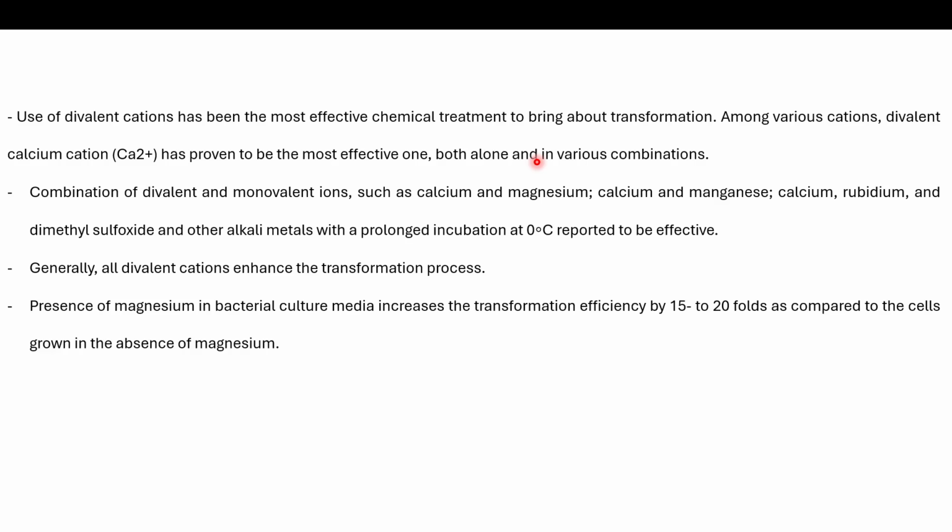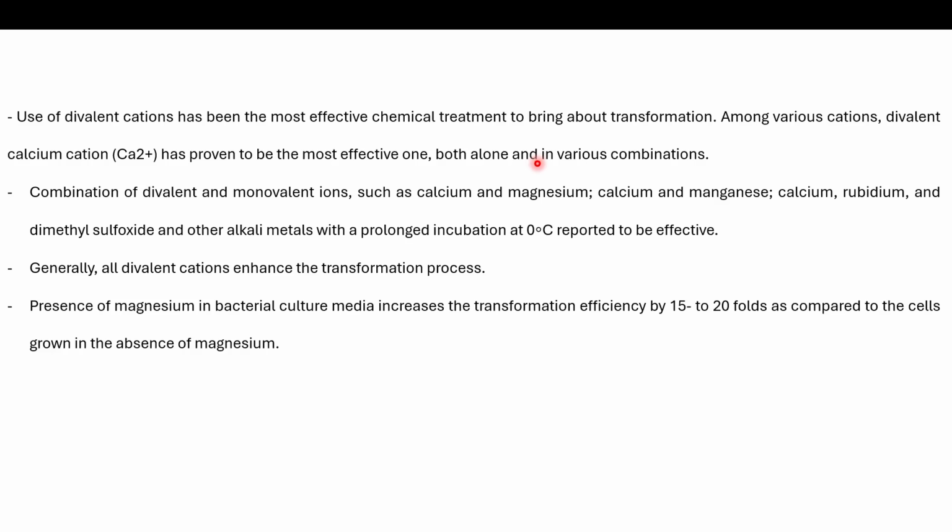So people have tried out not only divalent cations, but also monovalent ions. People have tried out trivalent ions also, to see which kind of chemical treatment made the cells more competent.